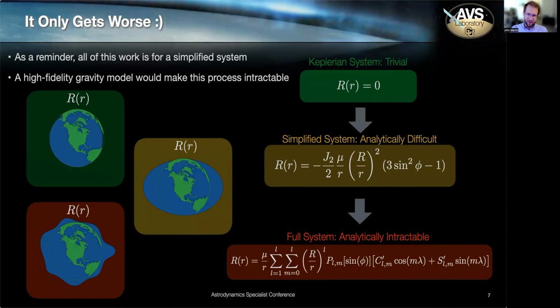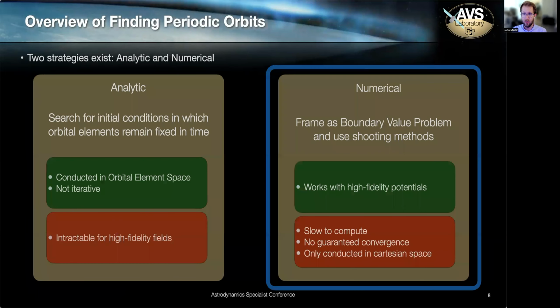And just to put salt in the wound, that entire process assumes you simplified your system and used kind of a crude approximation of the gravitational potential. Imagine going to the full fidelity system. This process grows to be entirely intractable. So that forces us to use these numerical tools.